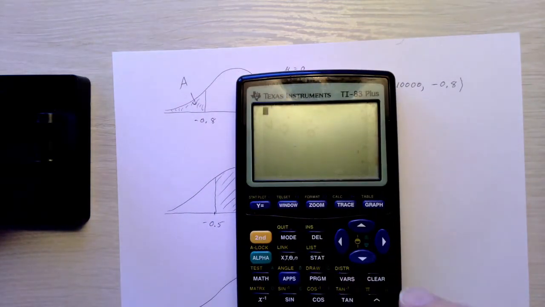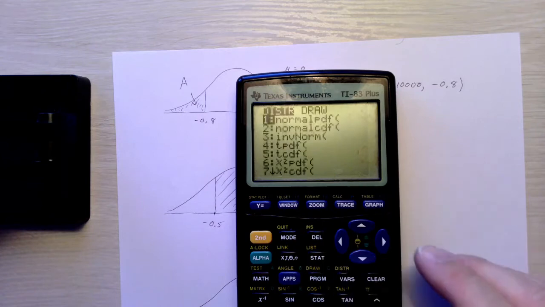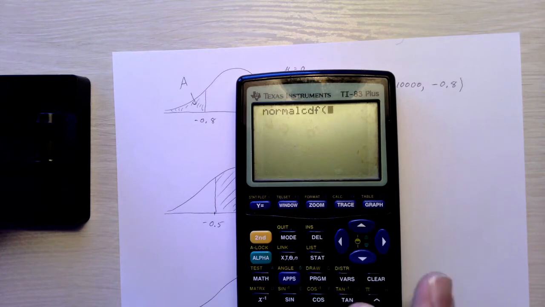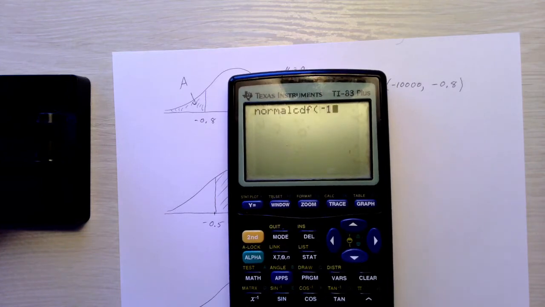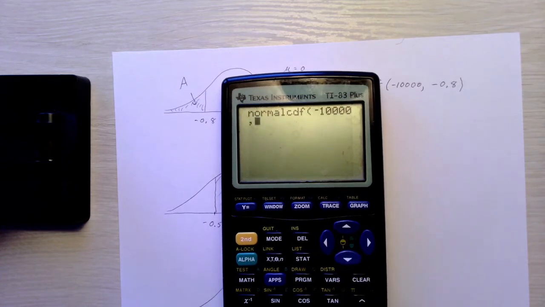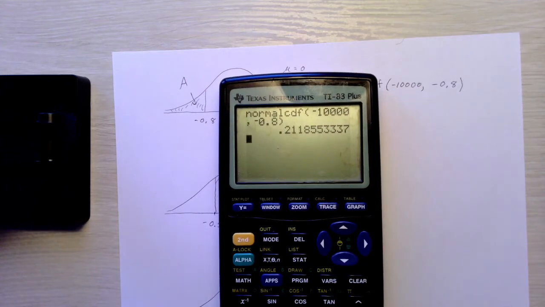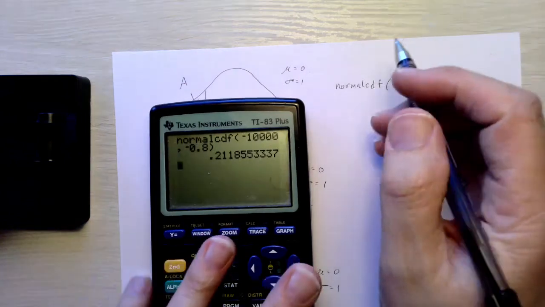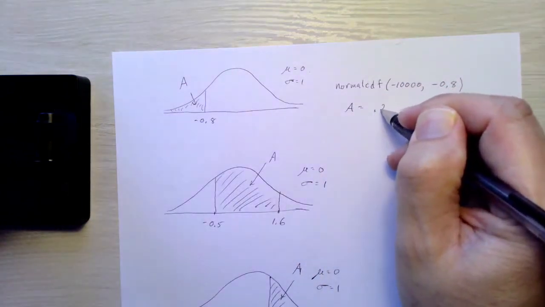So to do this on our calculator, you hit second and then the distribution button, and the second one you want is Normal Cdf. You never use Normal PDF, you always use Normal Cdf because it's a cumulative distribution function. And then you just enter in your numbers. In this case, it was negative 10,000, or negative infinity, and negative 0.8. You enter that, and you see that the answer is 0.2118, or 0.212. So the area in this case is 0.212.